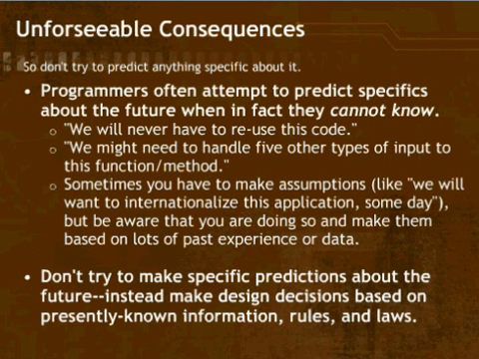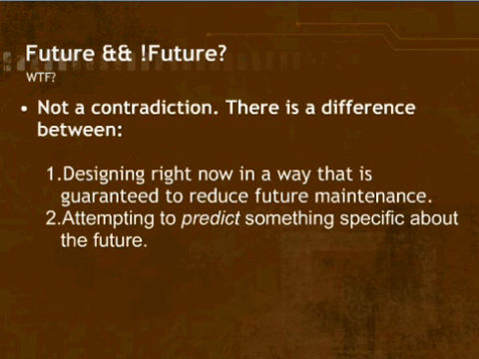Now, there's a contradiction here, right? I've told you the effort of maintenance and the future value are really important, but then I've told you don't think about the future. Don't predict the future. This sounds like a contradiction, but in reality, it's not. There's a difference between designing right now in a way that is guaranteed to reduce future maintenance. That's what I'm telling you to do. Do good design right now in a way that you know, without having to predict anything about the future, makes maintenance easier in the future.